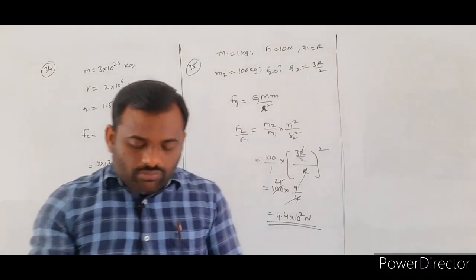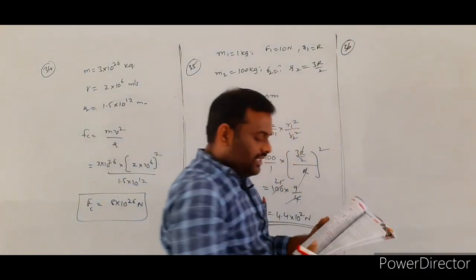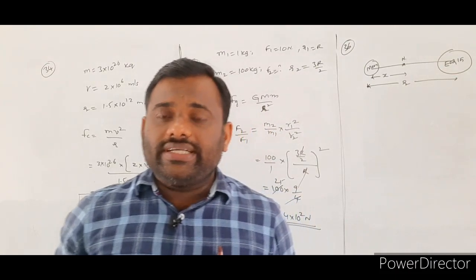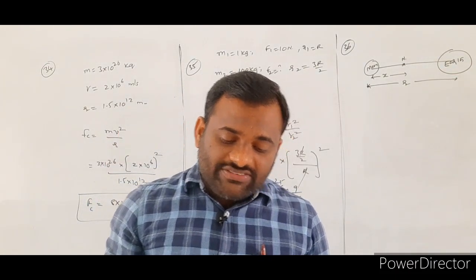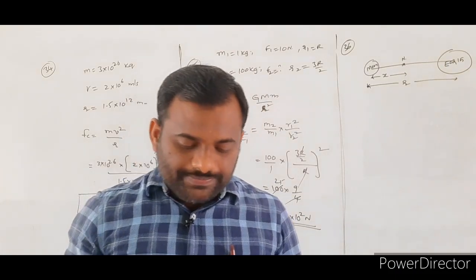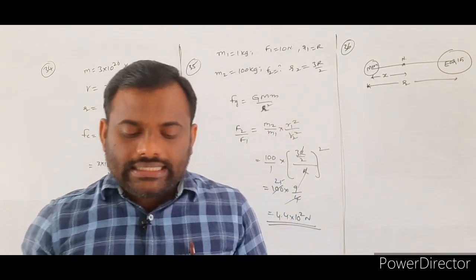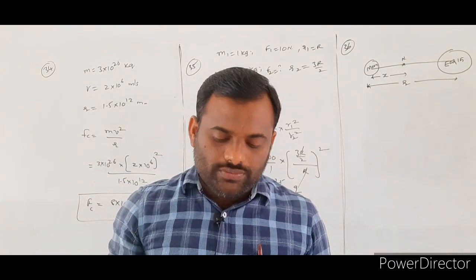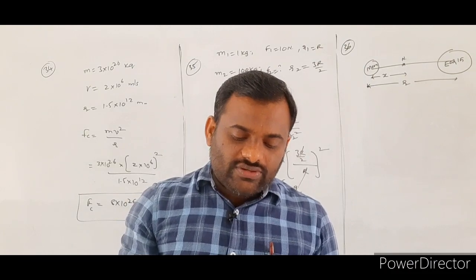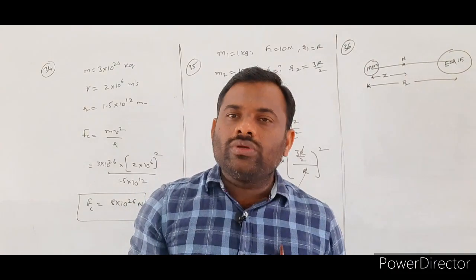Next one, problem number 36. So important one. See the next problem 36. It's very important. A rocket is fired from the earth to the moon. The distance between the earth and the moon is small r, and the mass of the earth is 81 times the mass of the moon. Then the gravitational force on the rocket will be 0 when its distance from the moon is.